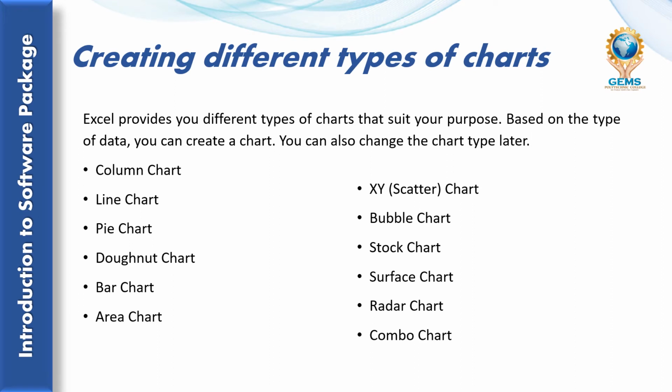Creating different types of charts. There are different types of charts available for your purpose based on the type of data. You can create your chart, and you can also change the chart type later. Here are the different types of charts: column chart, line chart, pie chart, doughnut chart, bar chart, area chart, XY chart or scatter chart, bubble chart, stock chart, surface chart, radar chart, combo chart.